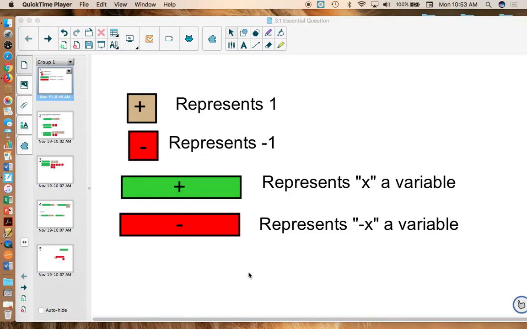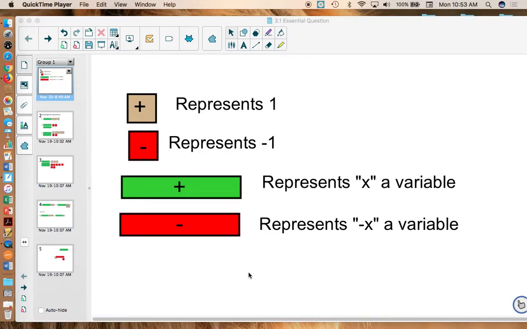Algebra Tiles. In the set that you have, there are actually 3 different sizes, but I'm only going to talk about 2 of them right now. You have the small square ones, and yours are either tan or red. Just so that you know, if they are a tan color, it represents a positive 1. It won't ever be anything other than a 1. And if it's red, it represents a negative.